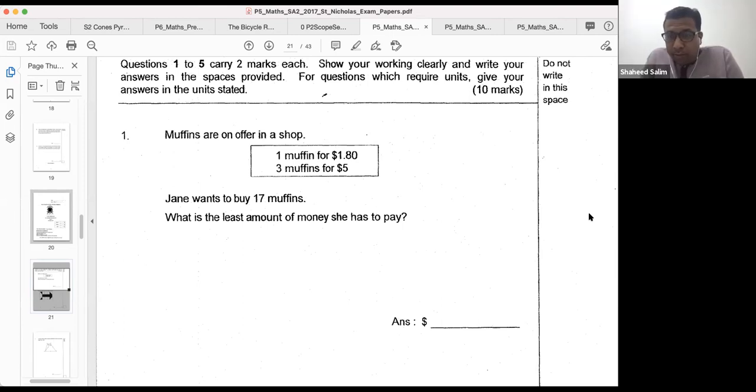Muffins. You all know what the muffins are, yeah? Muffins are on offer in a shop. One muffin, $1.80. You buy 3, you get 8 for $5. So if you buy one by one, it is expensive. You pay 180 plus 180. You can use your calculator for this one, please. This is paper 2. Okay, Naomi, got a calculator? Can you try?